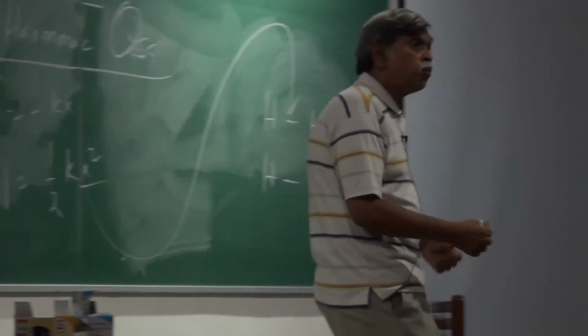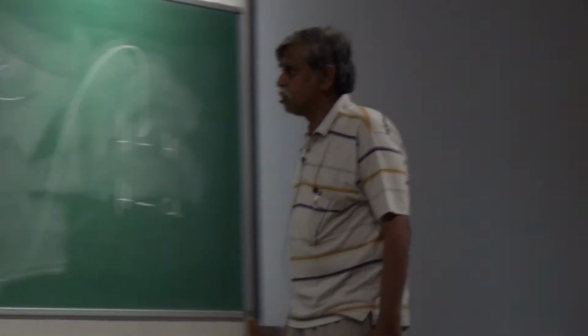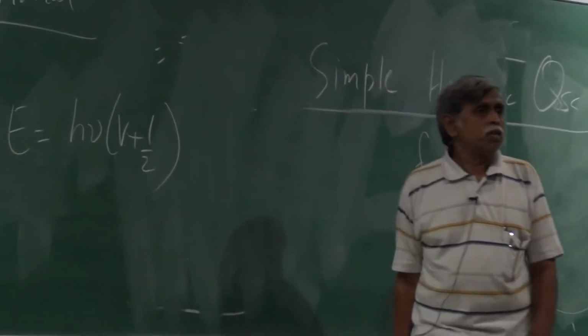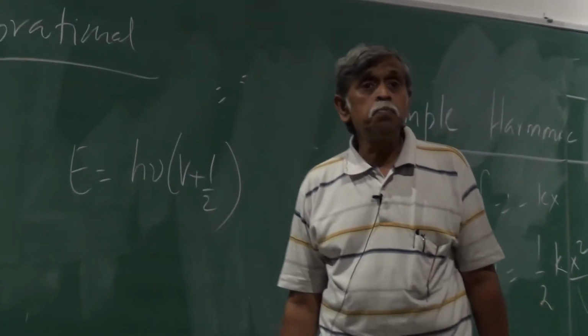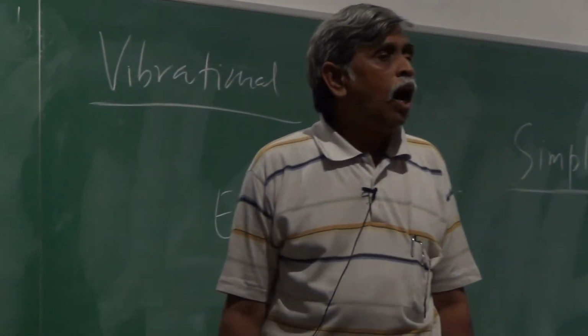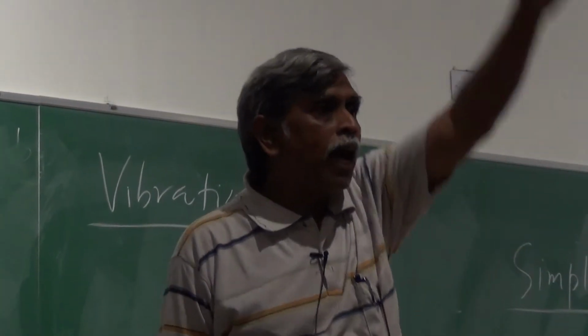Nu is the vibration frequency, the frequency at which the molecule vibrates. H, of course, is your very celebrated Planck's constant. So (V plus half) h nu is the energy equation. If the energy equation depends on the first power of the quantum number, how will your energy level diagram, that ladder, look?